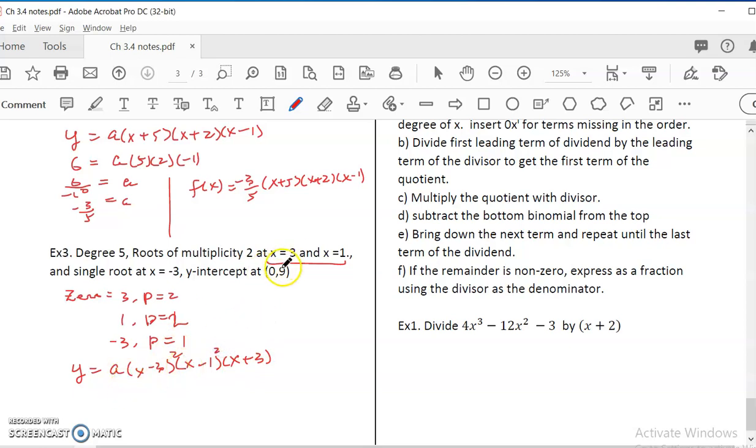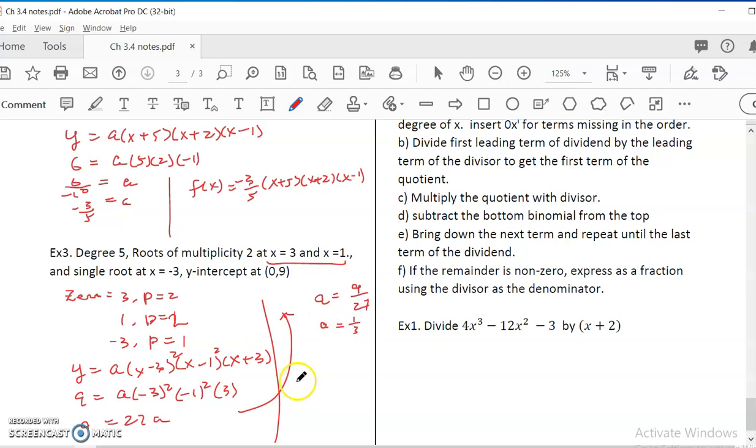Okay. Now I need to use the point (0, 9). 9 is equal to a times negative 3 squared, negative 1, and 3. So that would equal 9 times 3 is 27. So 27a equals 9. So a would equal 9 over 27, equal to 1/3. Okay, a is 1/3. So the equation is y equals 1/3 times (x minus 3) squared, (x minus 1), and (x plus 3).